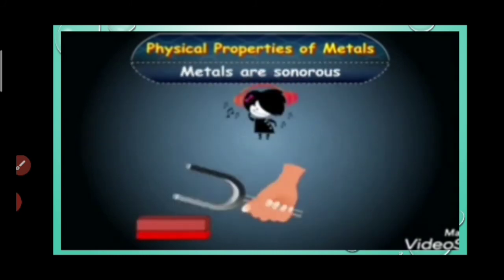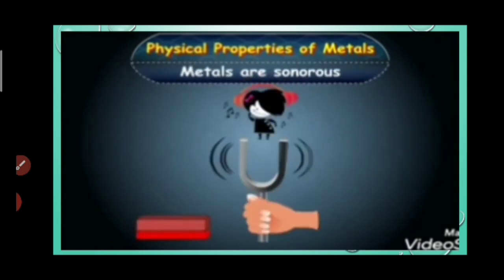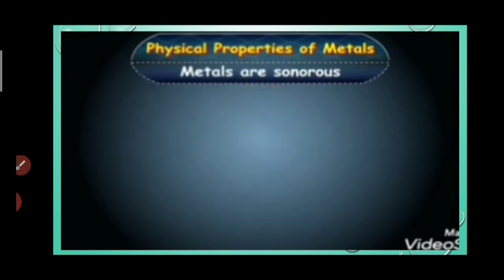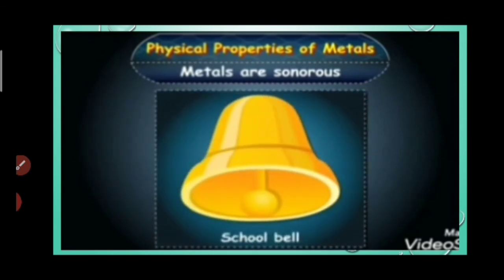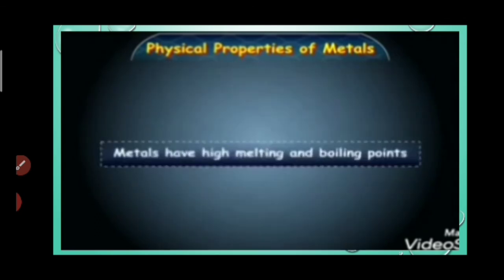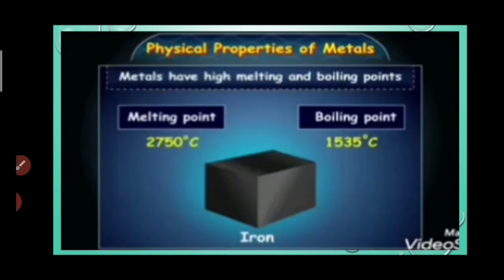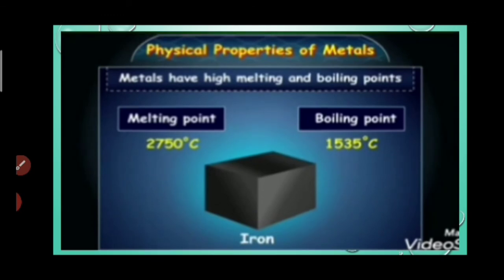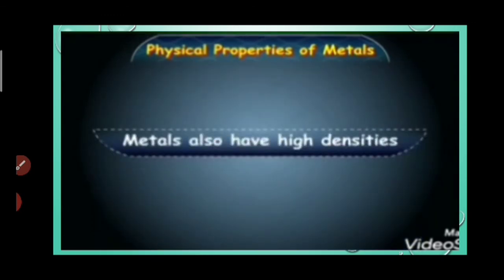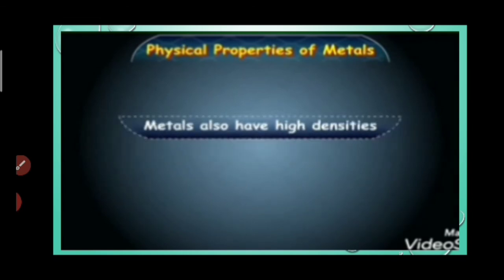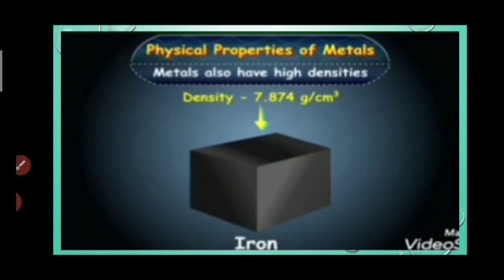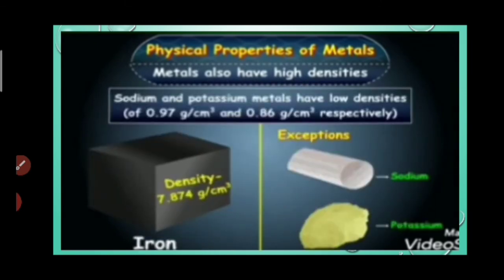Moreover, metals produce sound when they are struck over hard surface. This property is sonorous. Like school bell, it is also made up of metal. Metals have high melting and boiling points. Like example, iron, its melting point is high. Metals also have high densities due to which they are heavy. Exception sodium and potassium, their density is very low.